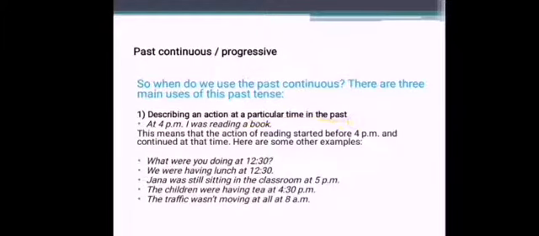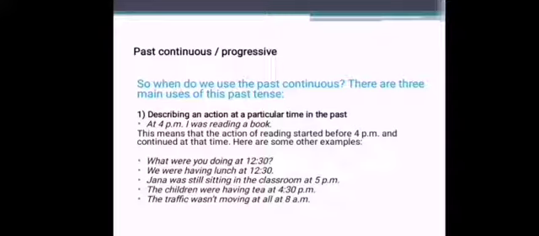describing an action at a particular time in the past. When we want to describe a specific event at a specific time in the past. For example, when we want to say: At 4 p.m. I was reading a book. At 4 p.m. I was reading a book. I was reading a book.